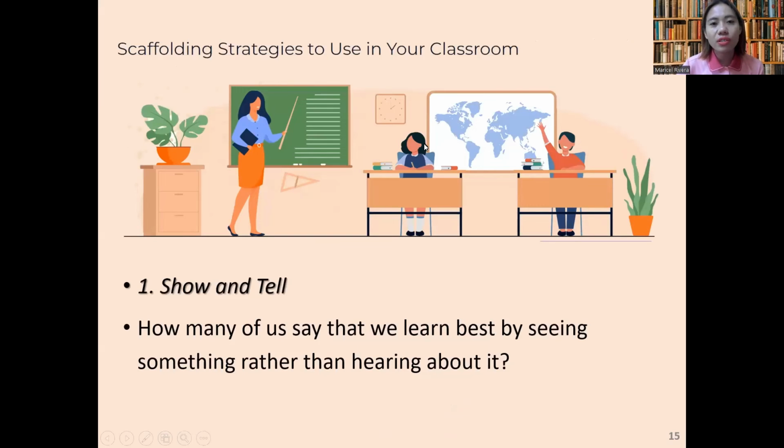Now, scaffolding strategies that we can use in our classroom would be, number one, aside from the ones that we already discussed, show and tell. How many of us here, class, learn best by seeing rather than hearing about it? So show and tell means there are illustrations, diagrams, pictures or videos that you show to your learners and tell about it, discuss it. Because if you just keep on talking without anything visual, it may be difficult for the learners to imagine. So as much as possible, we have to make sure we show something real, something that students can see.